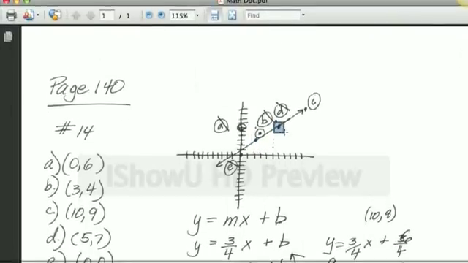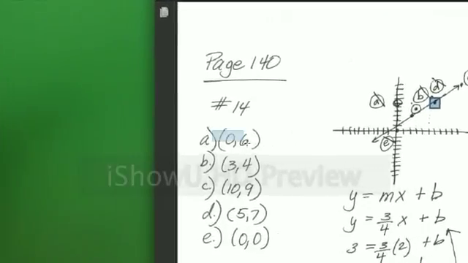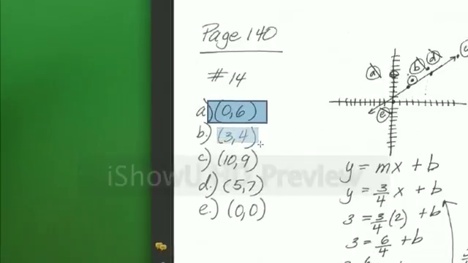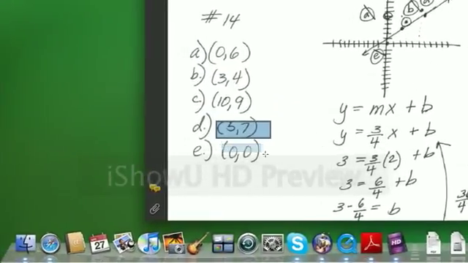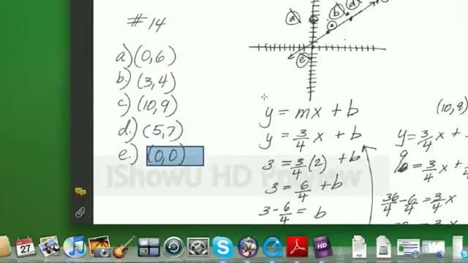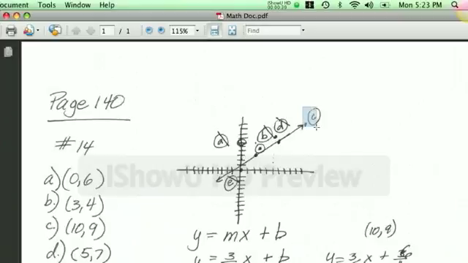Here's the second point. And then we graphed each of these points: 0, 6; 3, 4; 10, 9; 5, 7; and 0, 0 to see if they rest on the line. Of all those points, only point C, 10, 9, does in fact rest on the line.